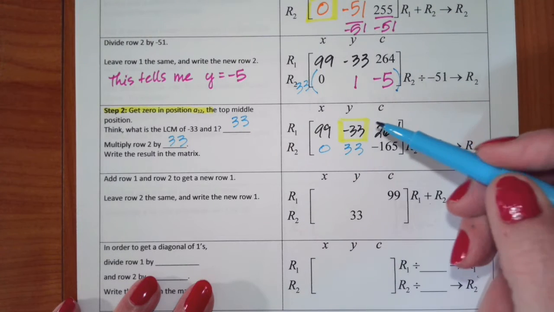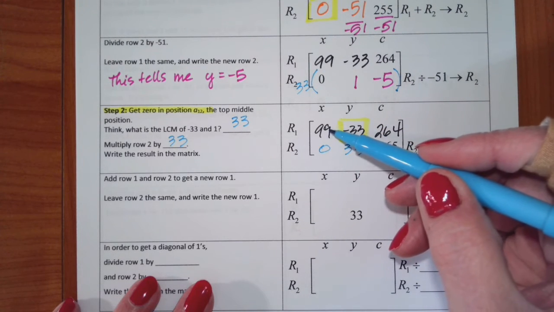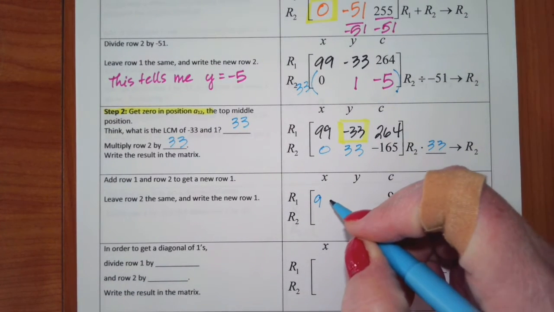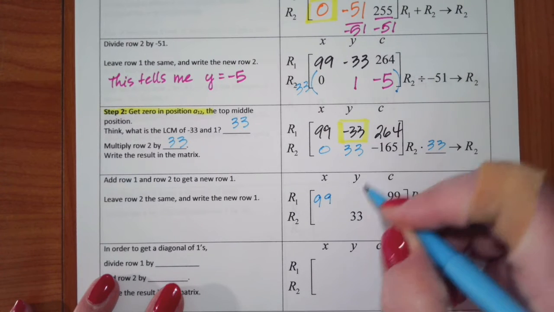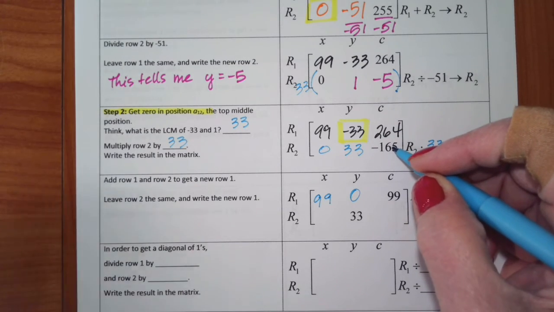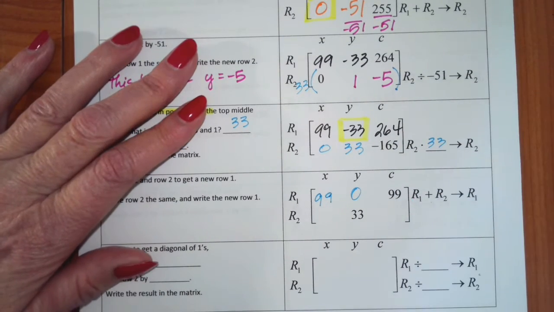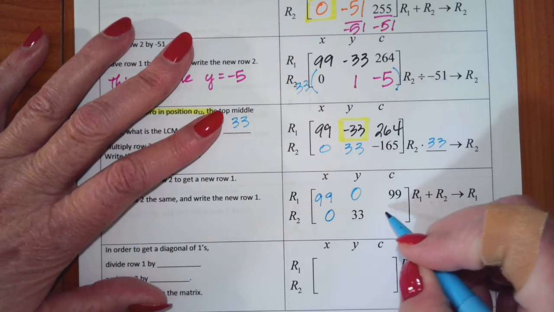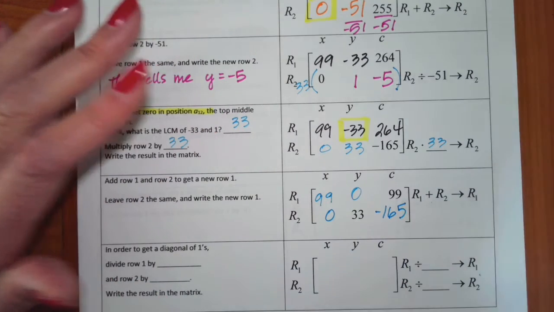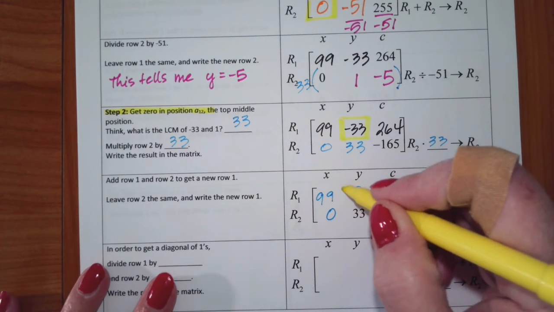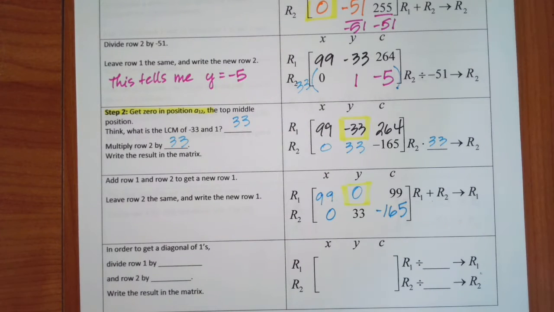So 99 plus 0 gives me 99. Negative 33 plus 33 is 0. 264 minus 165 is 99. Then the bottom row I left alone: 0, 33, negative 165. So I have my 0 where I want it.